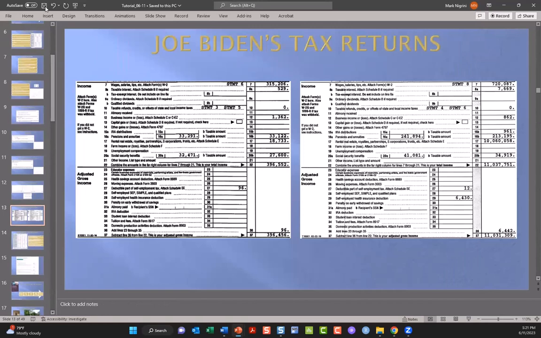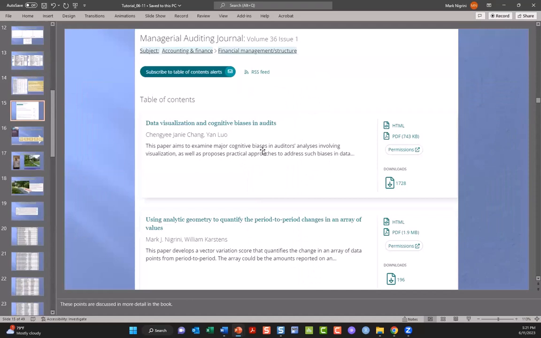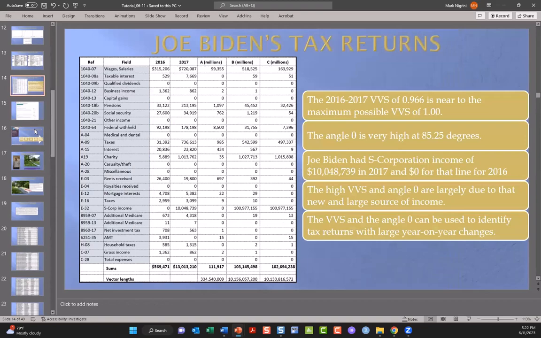I like this, and I wish somebody would use it in some more academic research. I'm happy to say that we finally got published. This was, I think, 2021, Managerial Auditing Journal. There we have it, and using analytic geometry, myself and Karsten, a physicist from St. Michael's College up in Burlington, Vermont. This was just looking at the Joe Biden results.